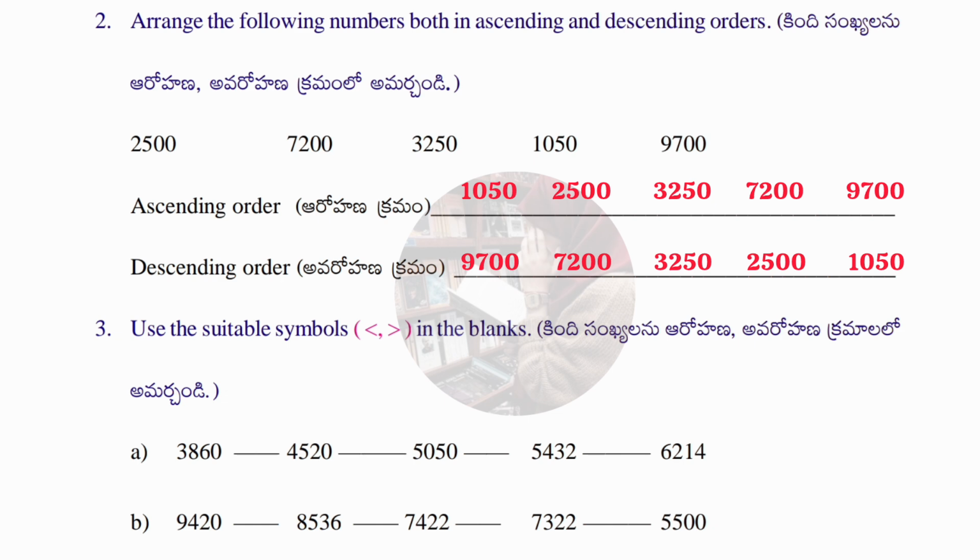Okay, in the same way we have to do descending order. So means bigger to smaller. So bigger number is 9700, then 7200, then 3250, then 2500, then 1050. Understood, guys? Let's see the third Roman.